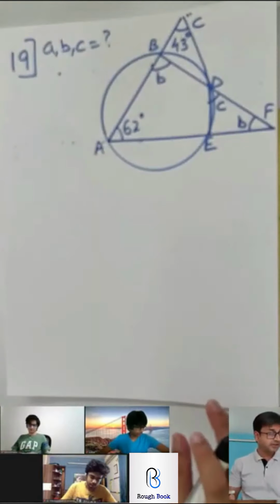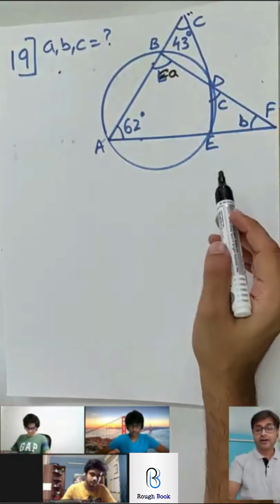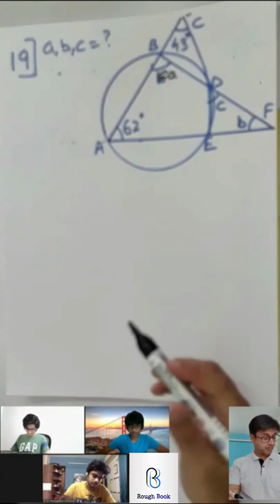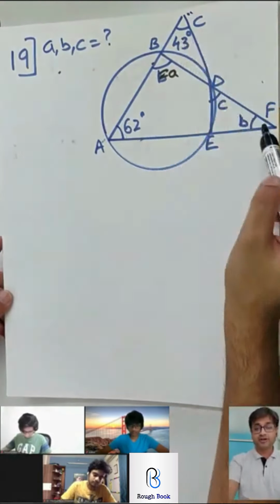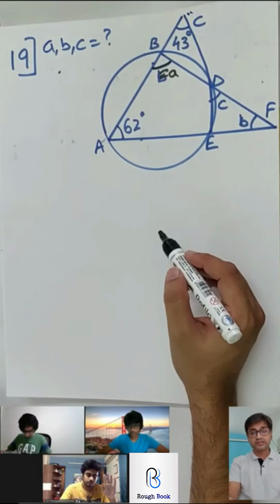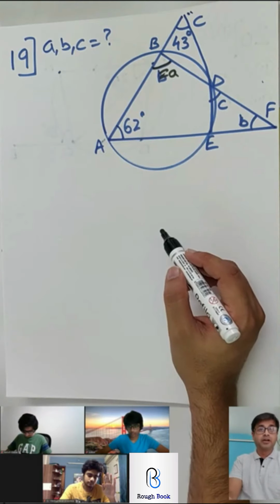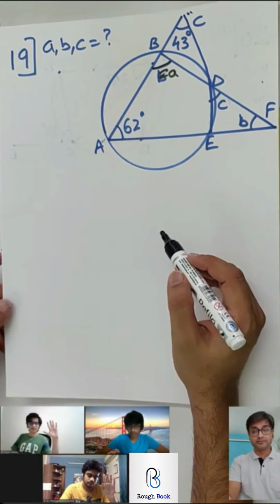Sum number 19. 19 is a lovely question. You've got to find A, B and C, the three parts, and you're going to use most of the properties right away. 62 and 43 are given to you already. So let's first chase for small alphabet A. Any of you would like to try? Yeah, Shubhan's already raising his hand. Yes, Shubhan, go ahead.